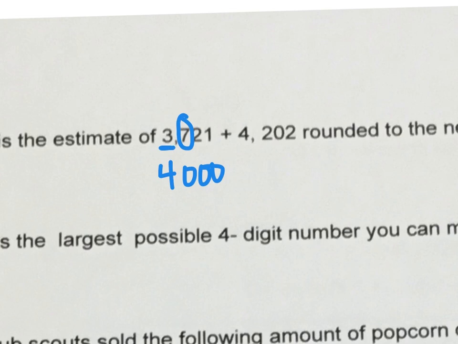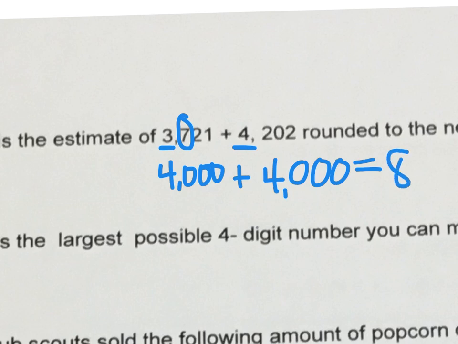If it had been less than 5, we would have stayed the same. Then I'm going to look at this one. It has 4,000. Its neighbor is a 2. 2 is less than 5, so I know it's going to stay the same. And that would be 4,000 as well. And now I can add 4,000 plus 4,000 equals 8,000.